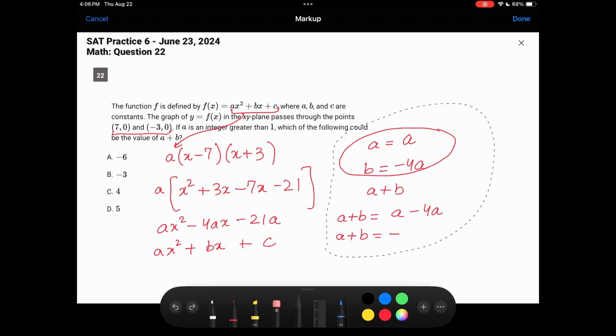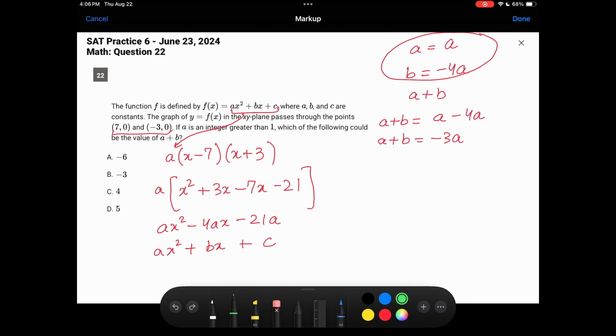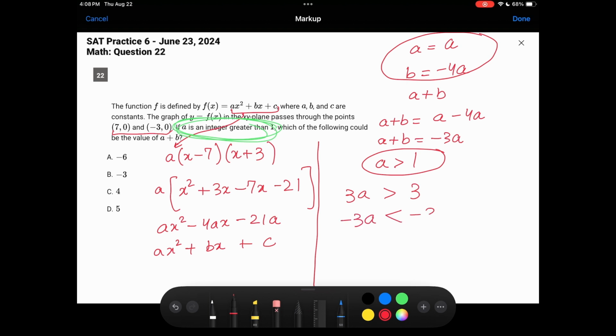Let's make some space over here. We know that a is an integer greater than 1 according to this particular line. That means a is going to be greater than 1. Let's try to multiply both sides of the inequality by 3. We get 3a is greater than 3, which means that -3a is less than -3. For this step, I merely multiplied both sides by -1, which flips the inequality.